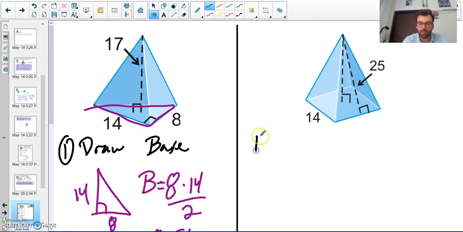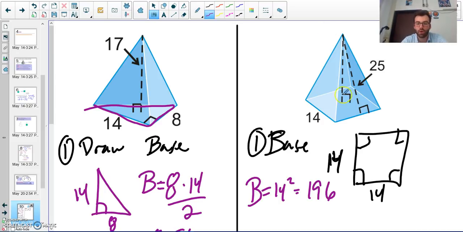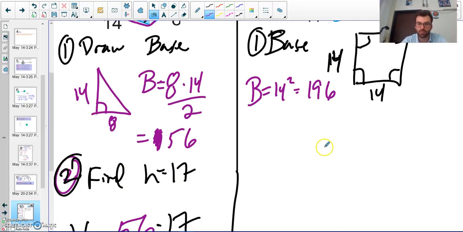Okay. Next one. I want you to do step 1 yourself. I want you to redraw the base, find the area. Go. All right. So hopefully you're able to get 196. Okay. Second step is find h.